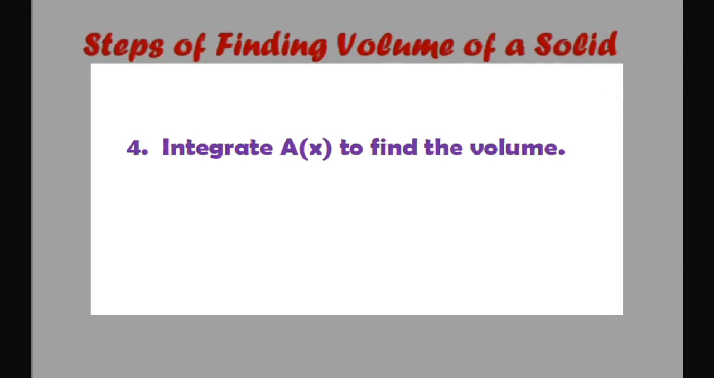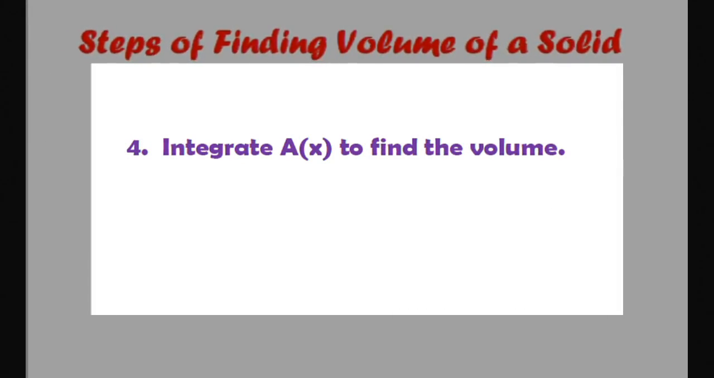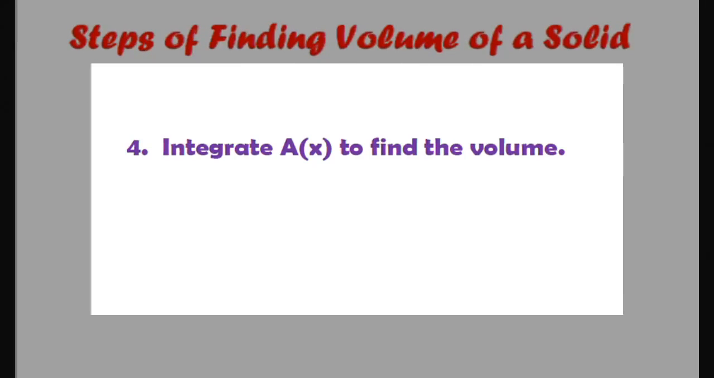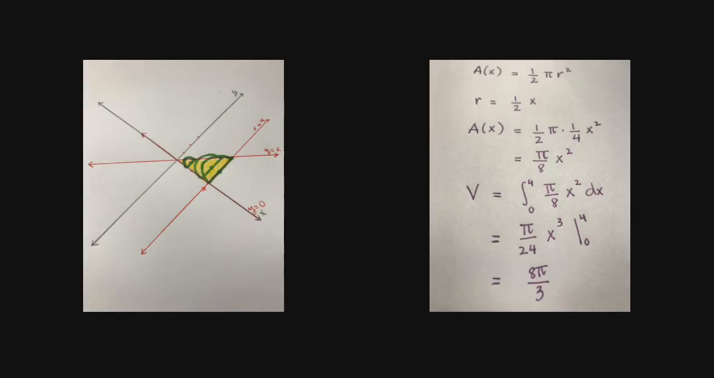The very last step, step number 4, all we have to do is integrate A of x to find the volume of the solid. Now all you have to do is evaluate the integral to get pi over 24 x to the third, evaluated from 0 to 4, which is 8 pi over 3.